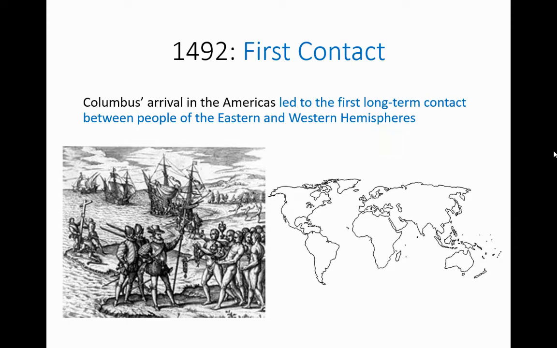Okay, so we have the Western hemisphere on this side of the map. The Western hemisphere includes North and South America, right? So that's the hemisphere on the west of the world. And the Eastern hemisphere is the eastern half of the world, and that involves Africa, Europe, Asia, and Australia.